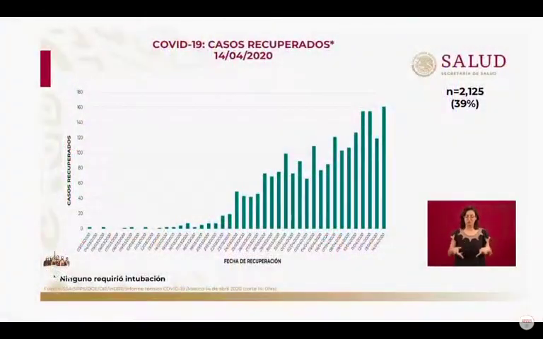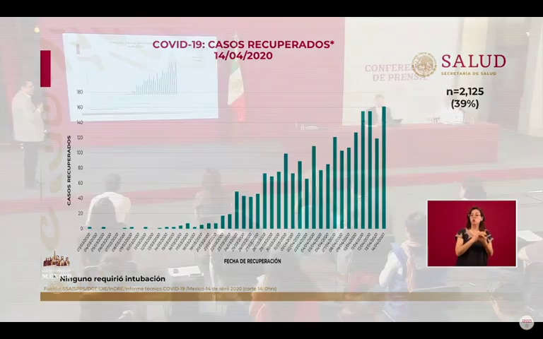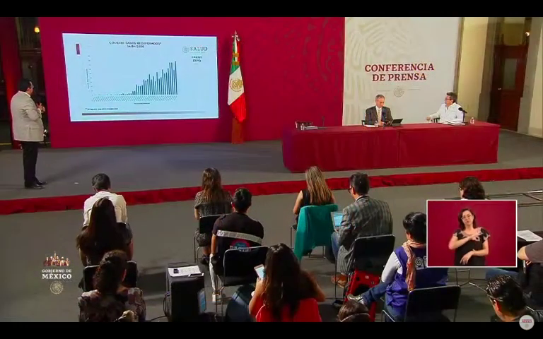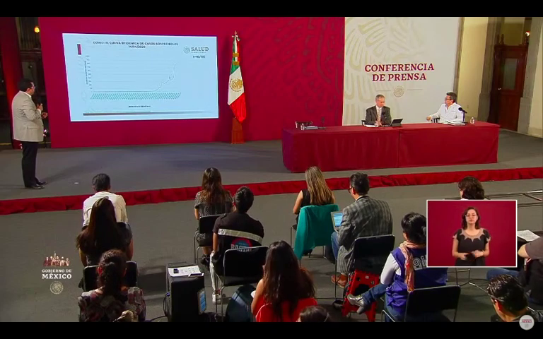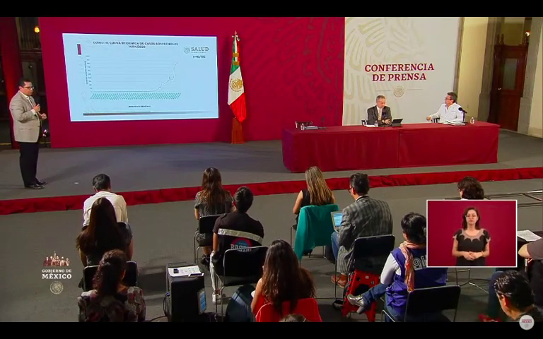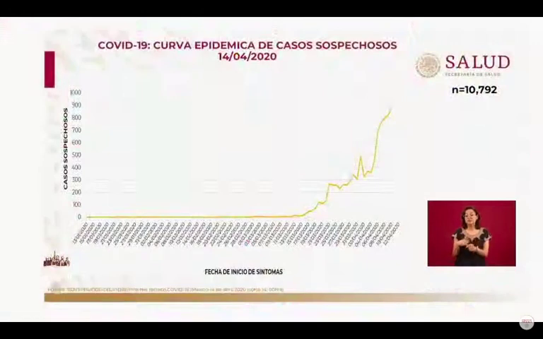Here we have the information regarding the cases that have fortunately and happily recovered. We have to this date 2,125 recovered patients, which is 39% of the overall cases. And we can see how, as the epidemic moves forward and we continue to see an increase in the number of infected cases, we will also see an increase in the number of recovered patients.